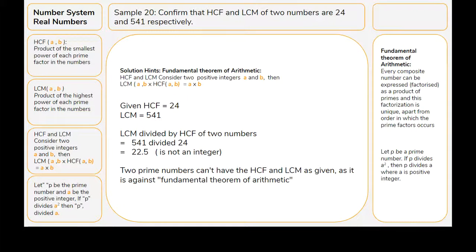Sample 20. Confirm that HCF and LCM of two numbers cannot be 24 and 541 respectively. Solution hints. Fundamental theorem of arithmetic. Given HCF equals 24, LCM equals 541. LCM divided by HCF of two numbers equals 541 divided by 24 equals 22.5, which is not an integer. Two numbers can't have the HCF and LCM as given, as it is against the fundamental theorem of arithmetic.